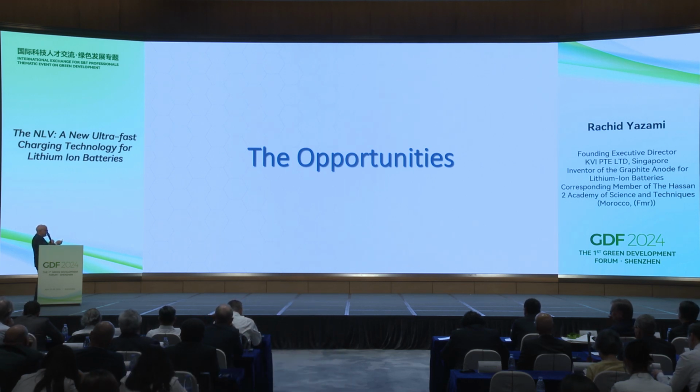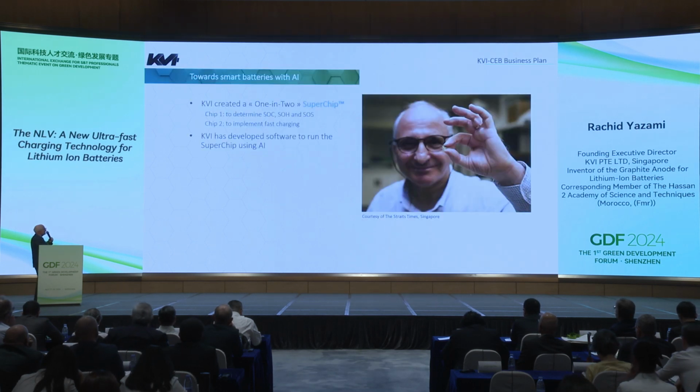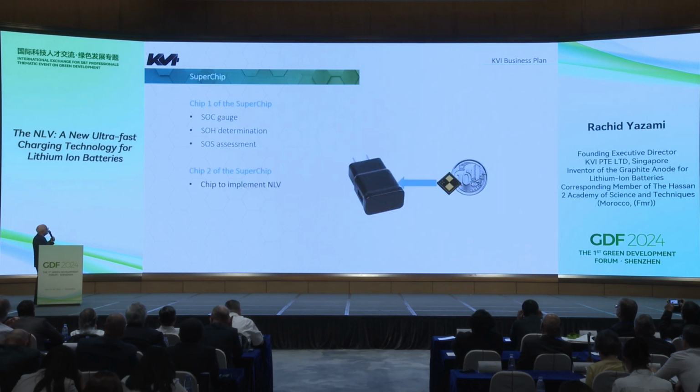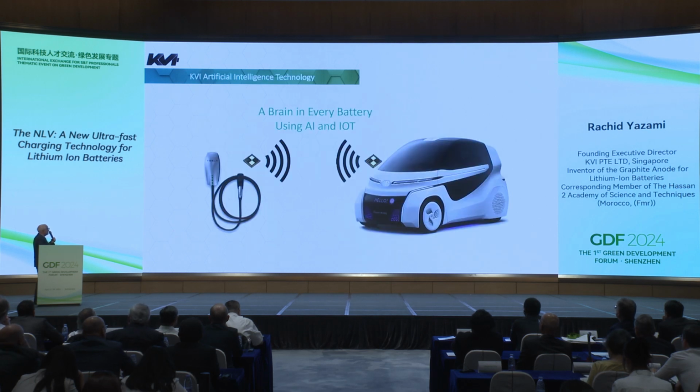Okay, so what are the opportunities here? Let me go fast. We are in the process of developing a chip that can be implemented inside each cell during the production process. This chip will be doing two things. One is using thermodynamics to assess the state of charge, state of health, and state of safety. And the second is that it's the same chip that has two functions, to implement the fast charging. Now we have a prototype that is already working, but we bought it from a company in the United States, and we want to develop and produce our own chip for NLV.